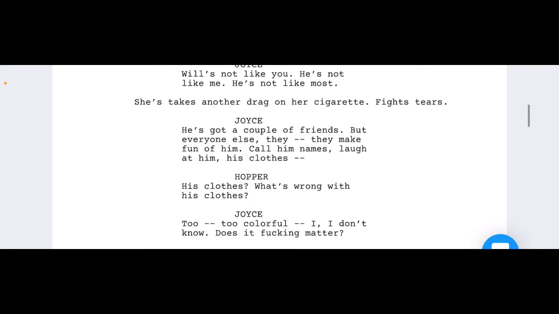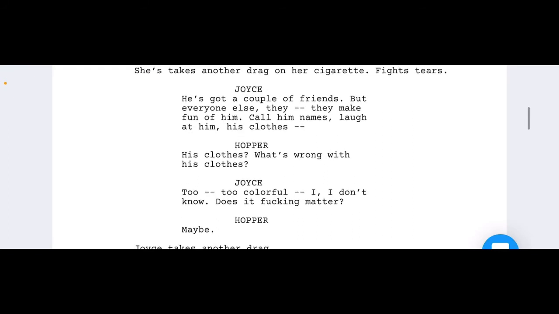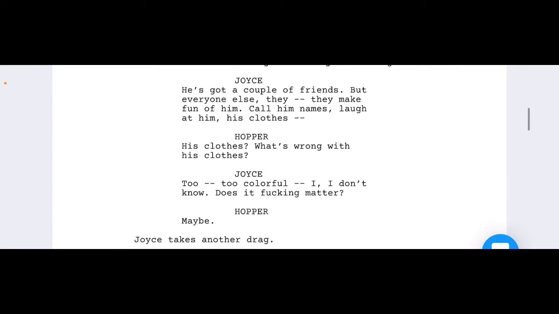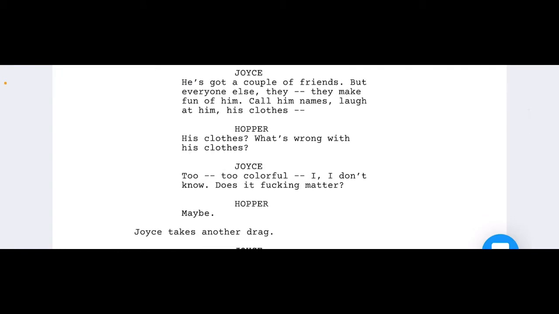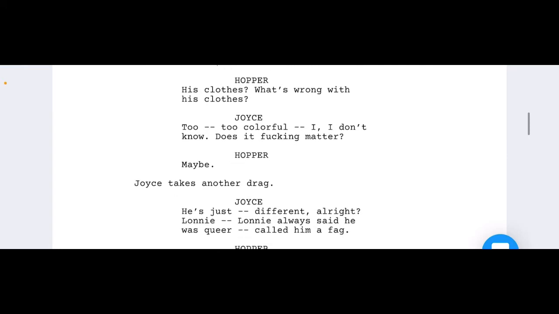So there again, her character obviously is trying to get him to take some action and to be more serious about the situation. And Joyce says he's got a couple of friends, but everyone else, they make fun of him. They call him names and laugh at him, his clothes. And Hopper says, his clothes, what's wrong with his clothes? She's pointing out that other kids make fun of him and that he's different. And Hopper talking about his clothes, I feel like he's asking that in a procedural way that it might help him in finding him.